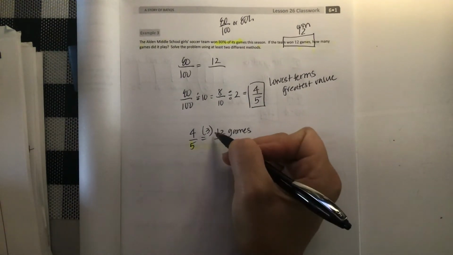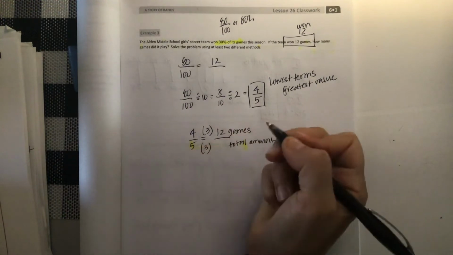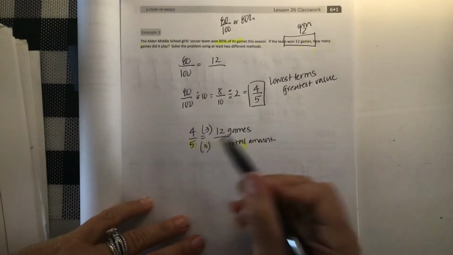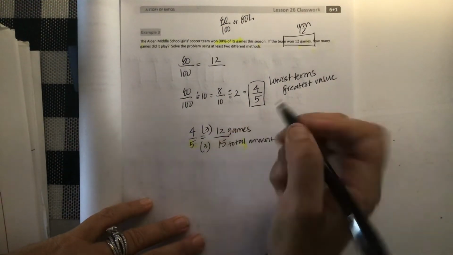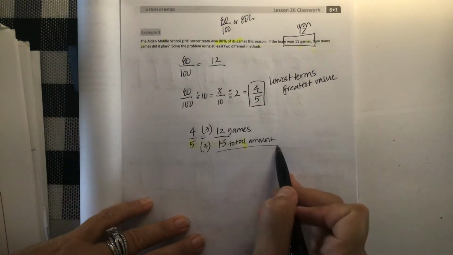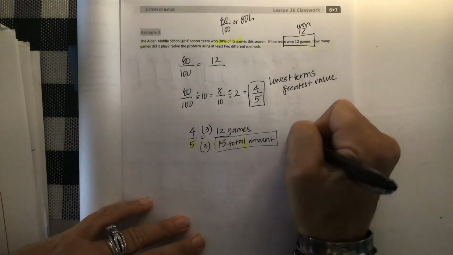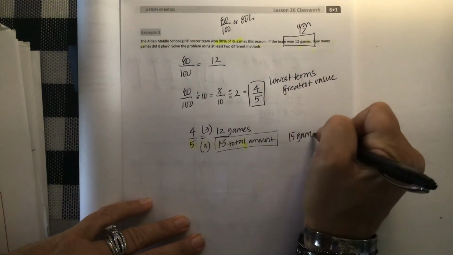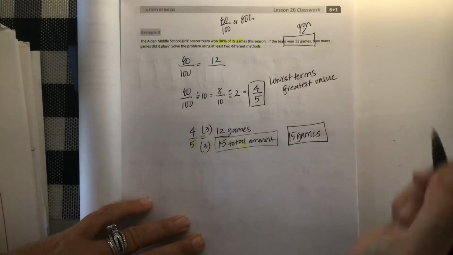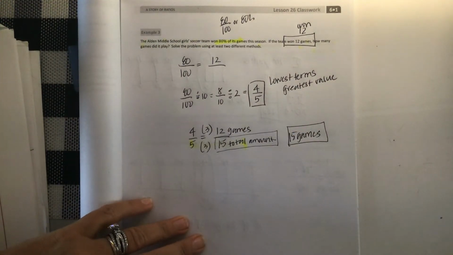And whatever I do on the top, I must do on the bottom. So what's 5 times 3? 15. So they played a total of 15 games, and that would be your answer. They won 12 and they did a total of 15.